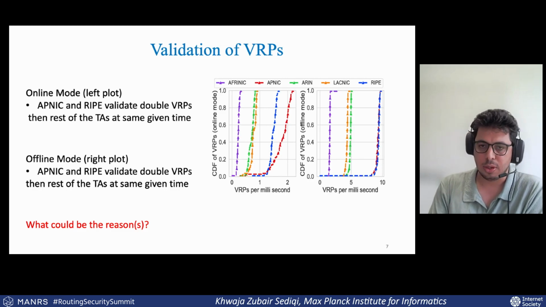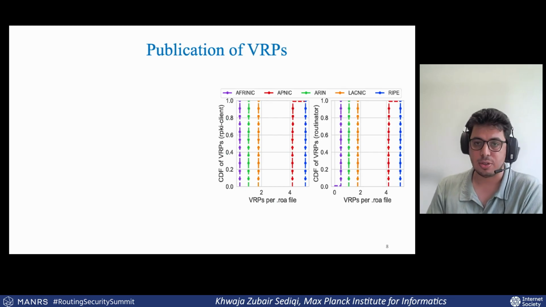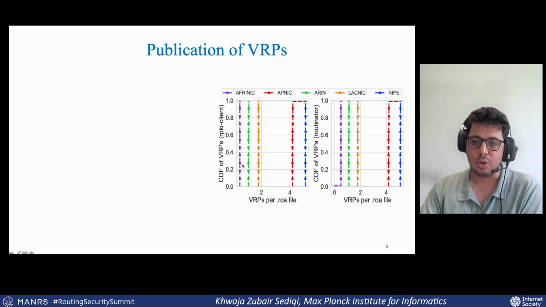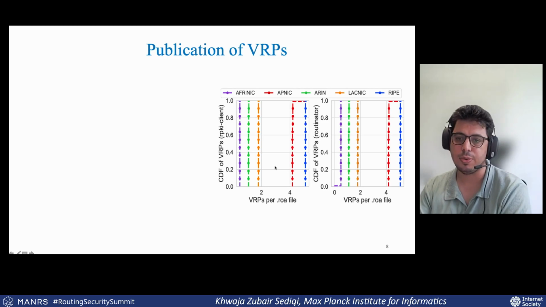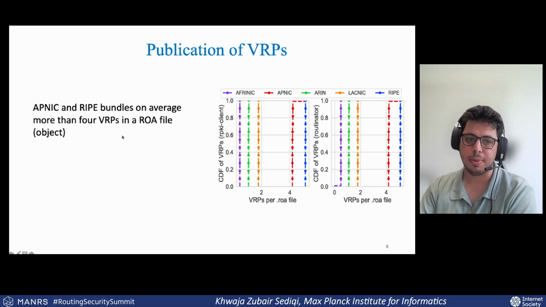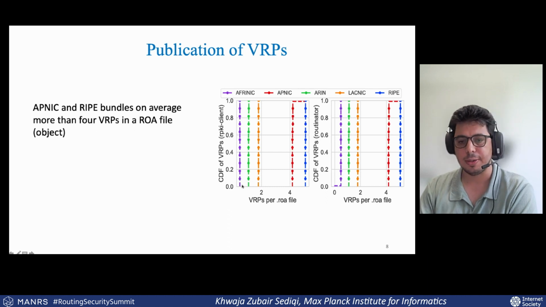So we look at how these regional internet registries do the publication of VRPs. For that, we checked the number of VRPs per ROA file, as you can see here. So in this plot, we try to show the average number for an iteration, 100 or 100 plus iterations that we did over 3 days. What you can notice here is that the red and the blue, they have more than 5 VRPs in a single ROA file on average. It means that both APNIC and RIPE, they are bundling several VRPs into a single ROA object or file, and then they publish it. However, for the others, it's either near to 2 or less than 2. And for some of them, like for this one, for AFRINIC, it's even smaller than 2.